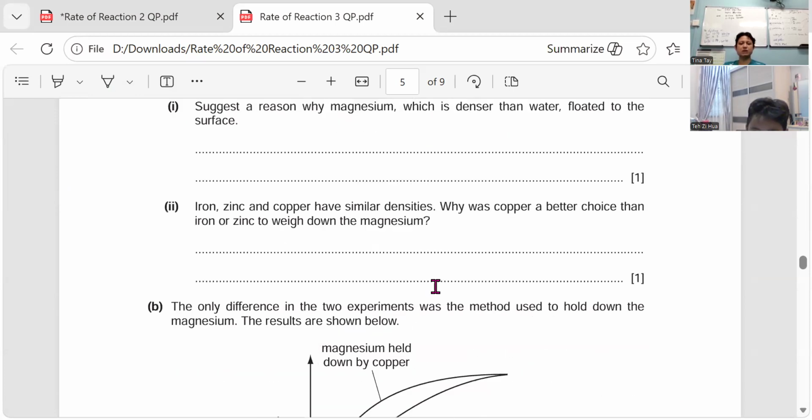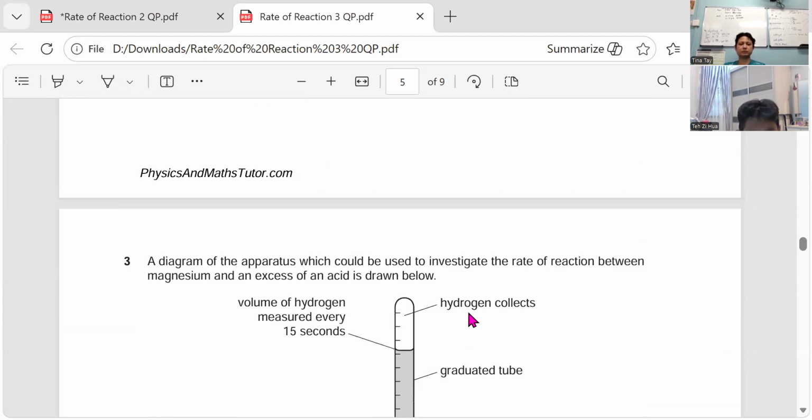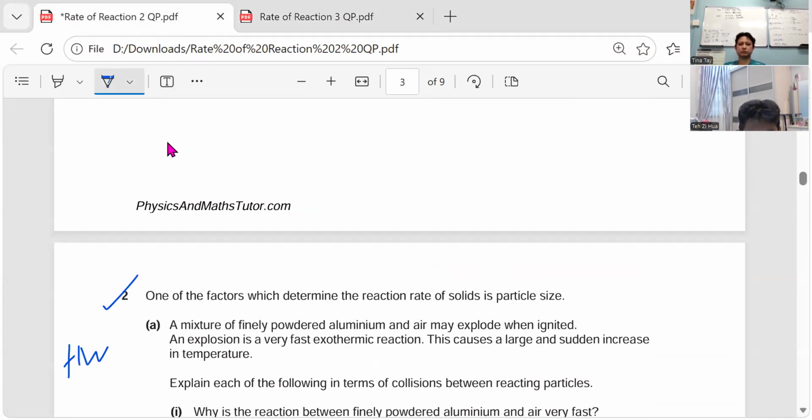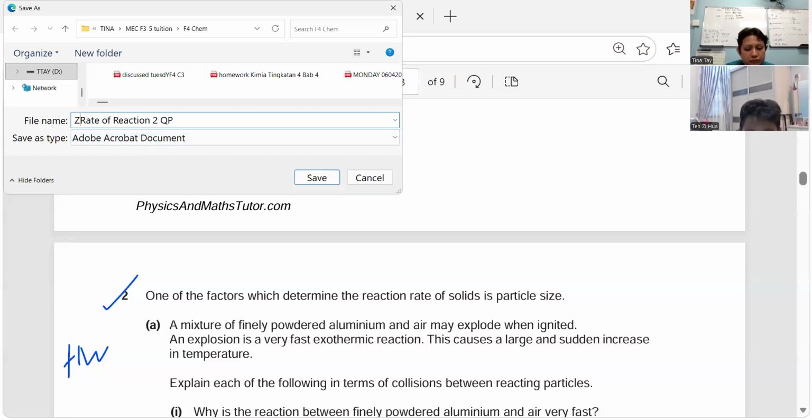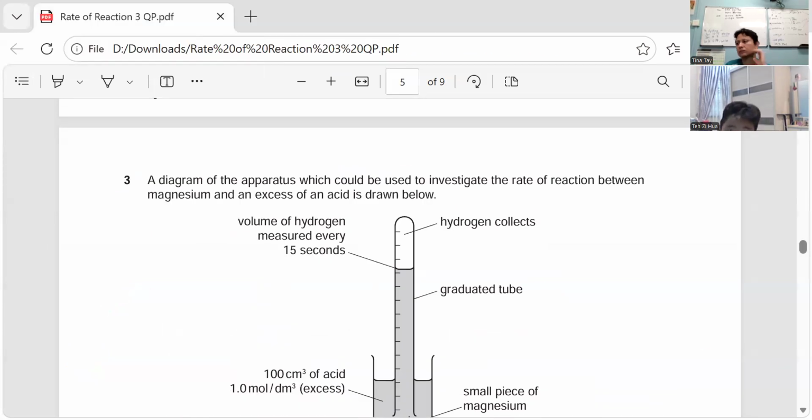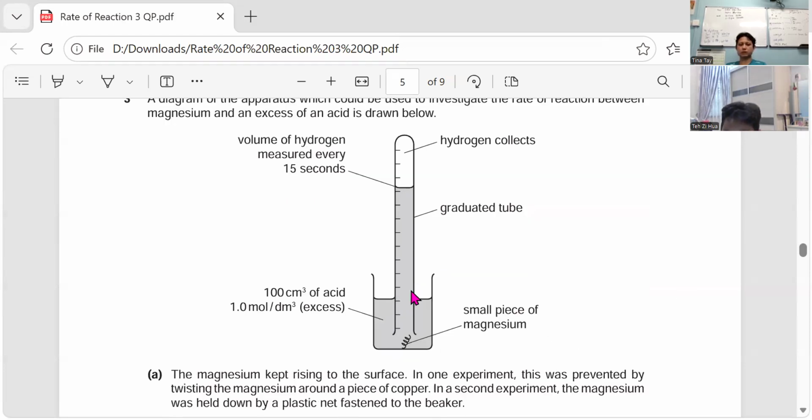Can you look at question 3 of that second document? Wait, I'm opening it. Which question? Question 3. Is it the magnesium and excess acid? Yeah, correct. Suggest a reason why magnesium, which is denser than water, floated to the surface.